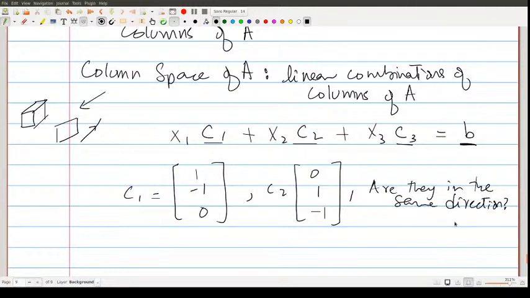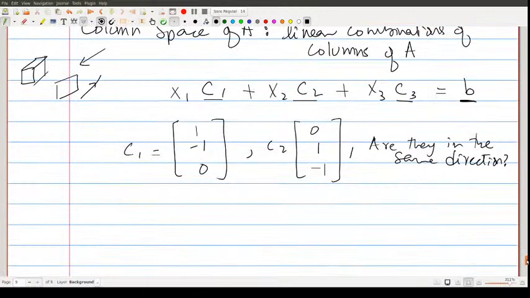What do you think? Do you think that these vectors can be in the same direction? If you look at these vectors, notice that if they were in the same direction, let's say they are in the same direction. So let's assume they're in the same direction.